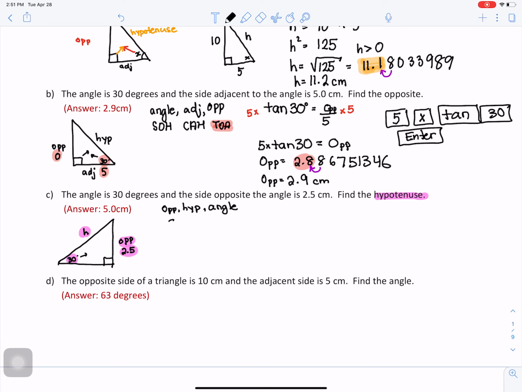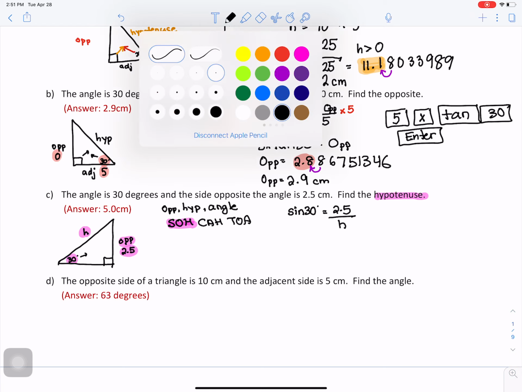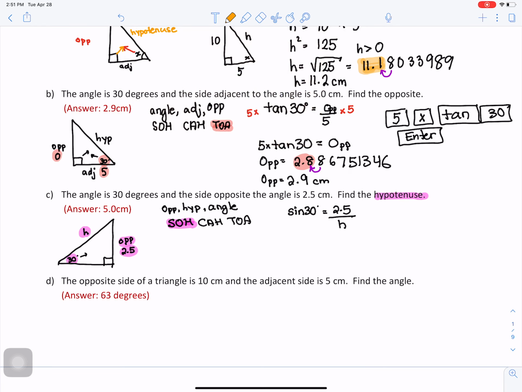So when I write down my SOHCAHTOA, I want to look for which one has opposite and hypotenuse, which is my sine ratio. So let's write that down. Sine of 30 degrees is equal to my opposite side over my hypotenuse, and I want to solve for h. So in order to do that, the first thing I'm going to do is multiply both sides by h. So I get h times sine 30 is equal to 2.5.